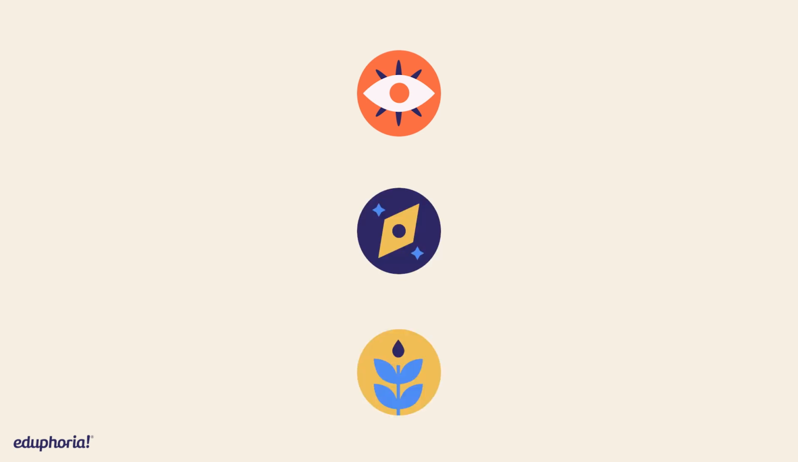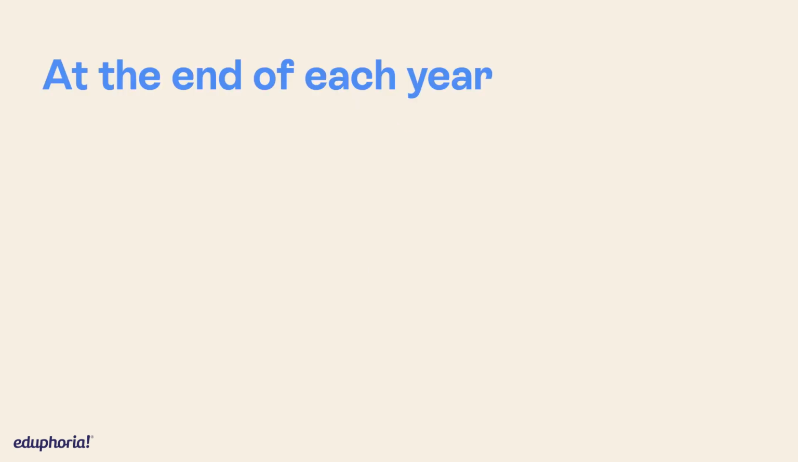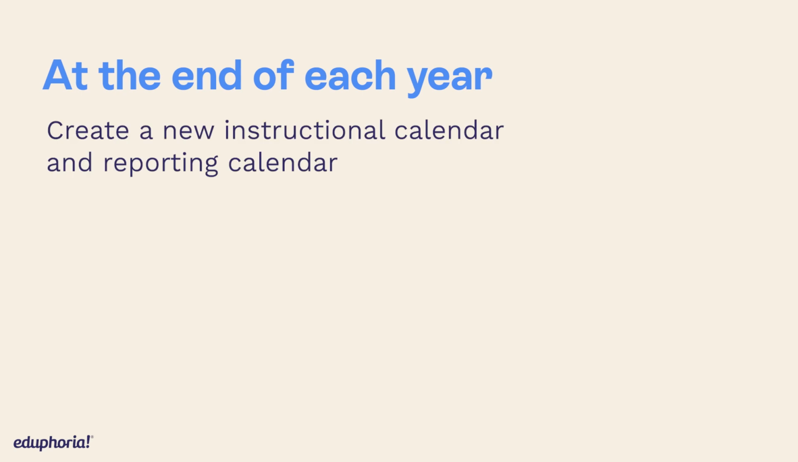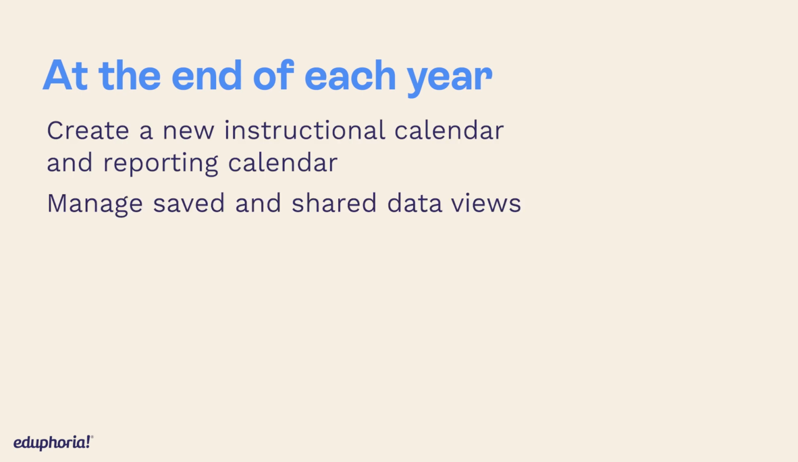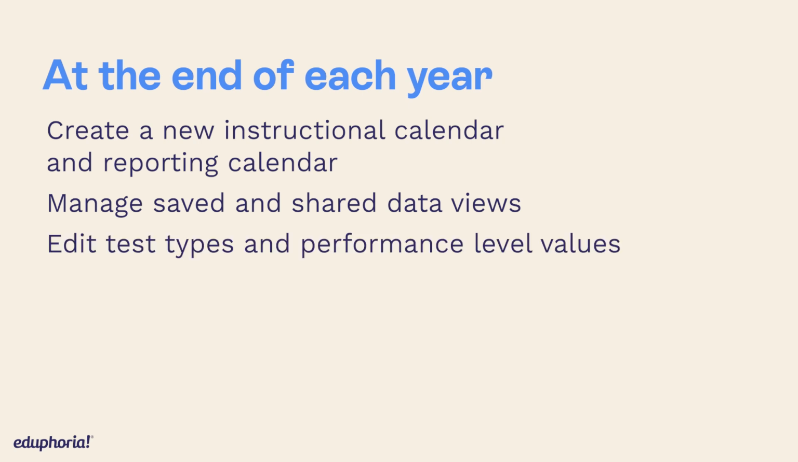Aware combines information that users set up in other Eduphoria applications, such as Management and Forethought, to prepare for the next school year. At the end of your current school year, it's a good idea to create a new instructional calendar and reporting calendar. Manage saved and shared data views, edit test types, and performance level values.